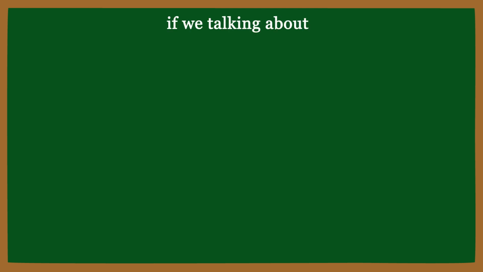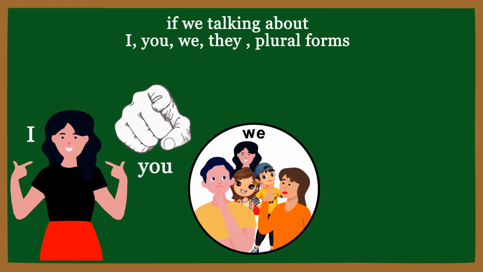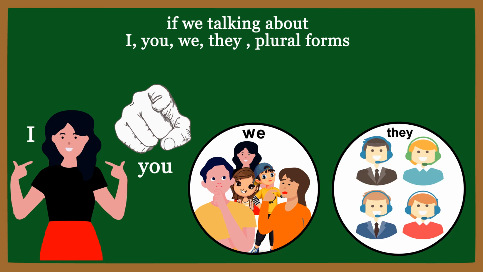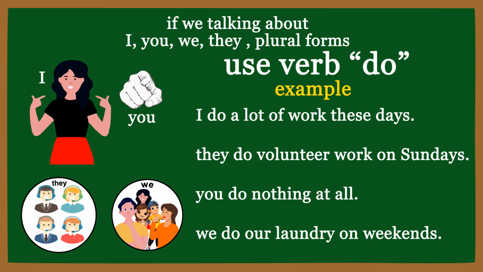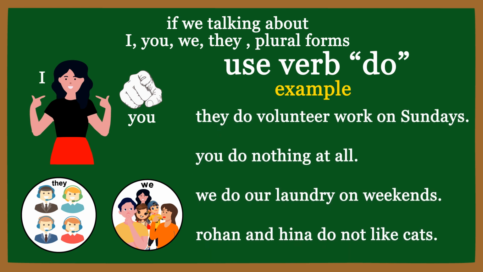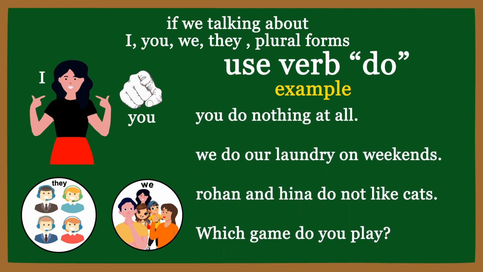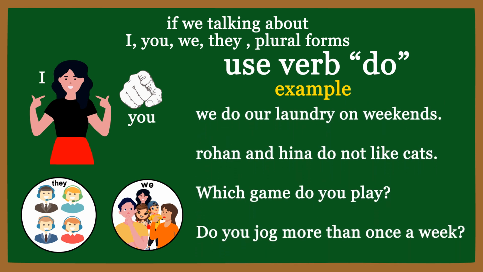When we talk about I, you, we, they, and plural forms, we would use the verb do. For example, I do a lot of work these days. They do volunteer work on Sundays. You do nothing at all. We do our laundry on weekends. Rohan and Hina do not like cats.